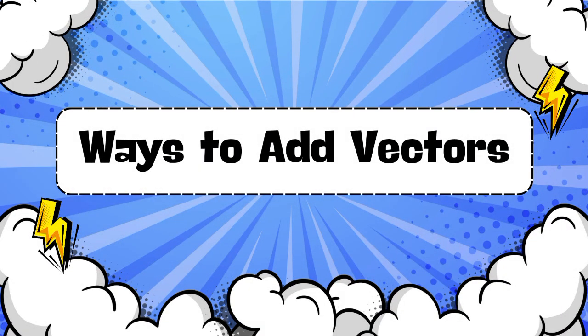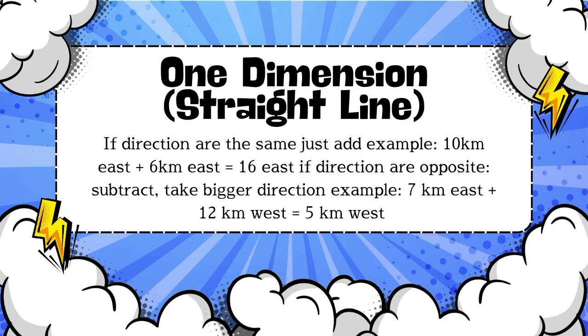Ways to add vectors. 1. One-dimension, straight line. If the directions are the same, just add. For example, 10 km east plus 6 km east is equal to 16 km east. If the directions are opposite, subtract. Take the bigger direction. Example, 7 kilometers east plus 12 kilometers west is equal to 5 kilometers west.